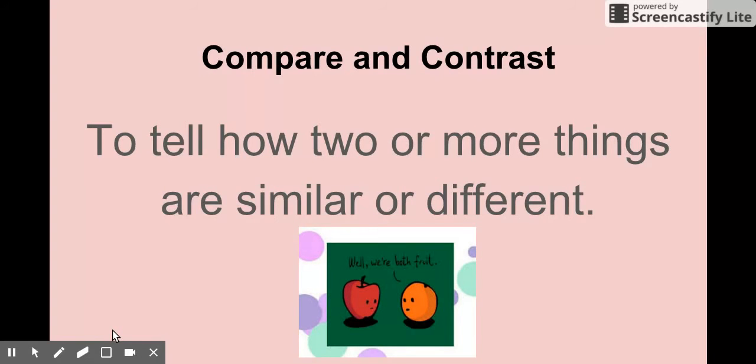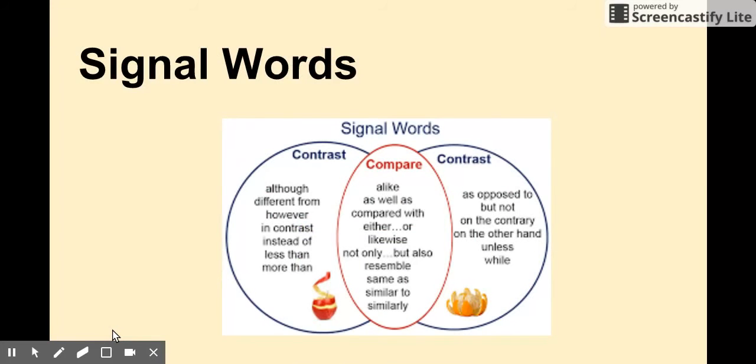So if we look at the little picture, we have an apple and we have an orange. How are they alike? As the picture says, we're both fruit. But how are they different? If you said that the apple is red and the orange is orange, then you're exactly right. This is comparing and contrasting. Now, when we're reading a text, it's not that simple to pick out compare and contrast relationships. We actually have to look for signal words.